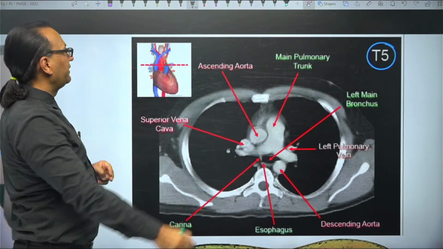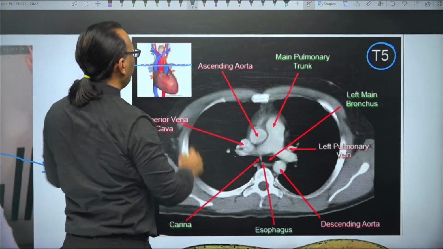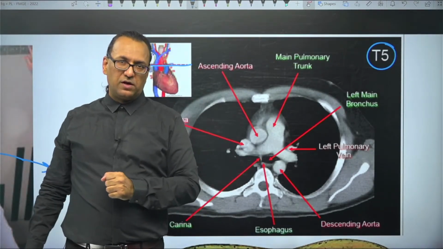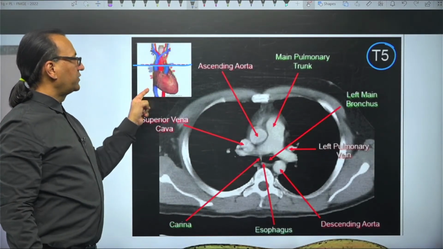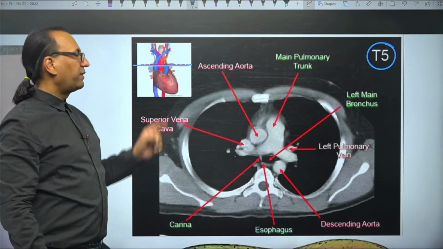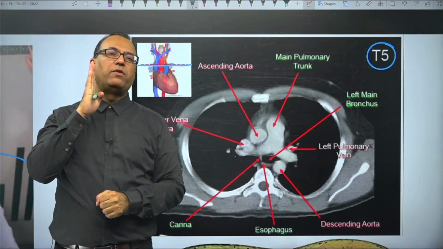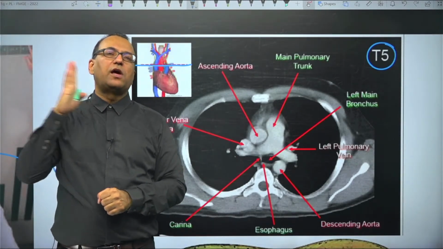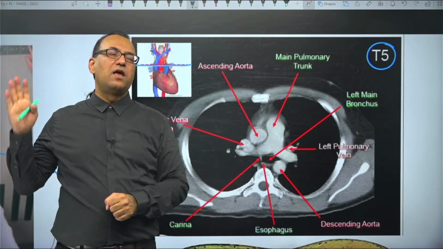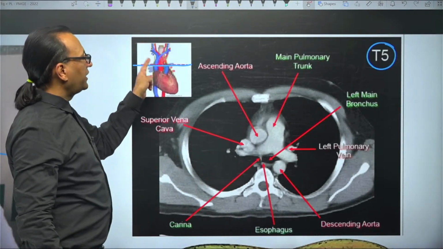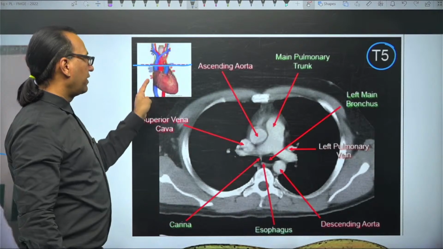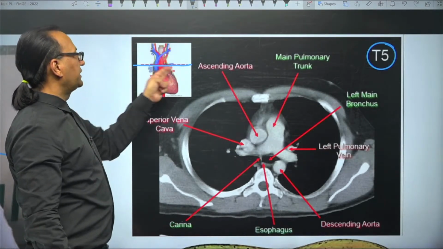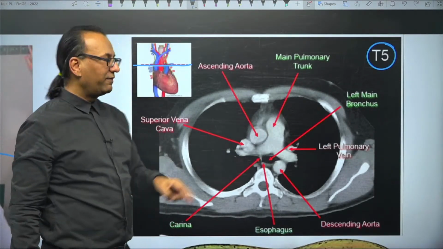Actually, at the T5 level you are taking a section where you will find some of the vessels. We understand the superior vena cava and inferior vena cava enter the right atrium. So the superior vena cava is the large vessel to the right side. The most right-sided structure, a large vessel, is the superior vena cava. The inferior vena cava comes from below, but we have taken a section at T5 level, so it is the superior vena cava.